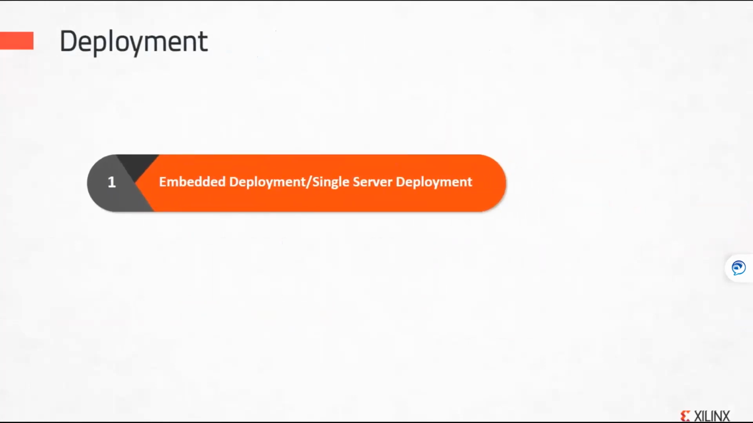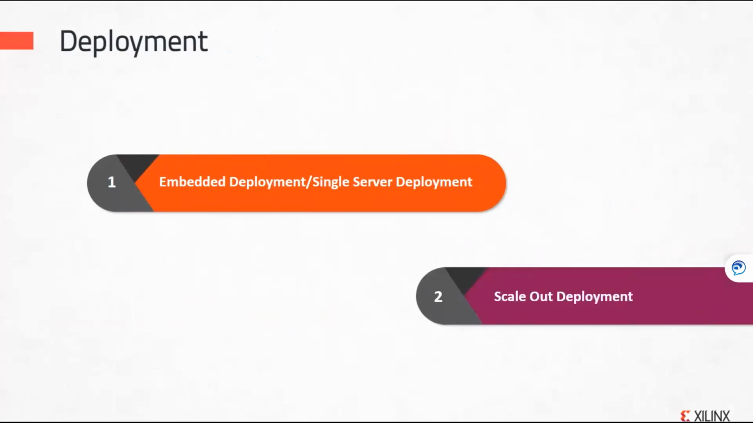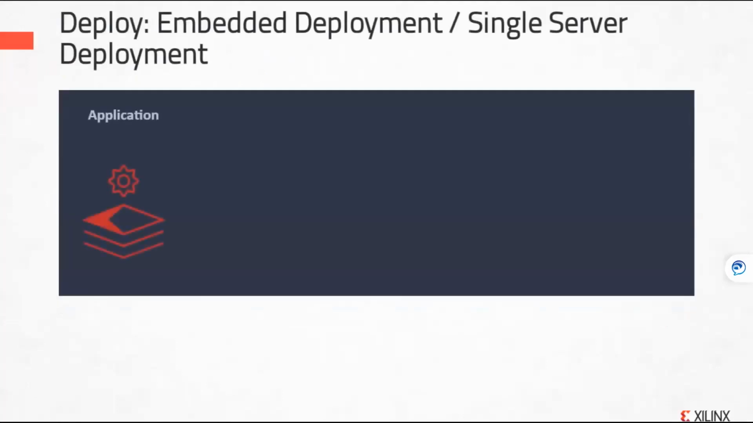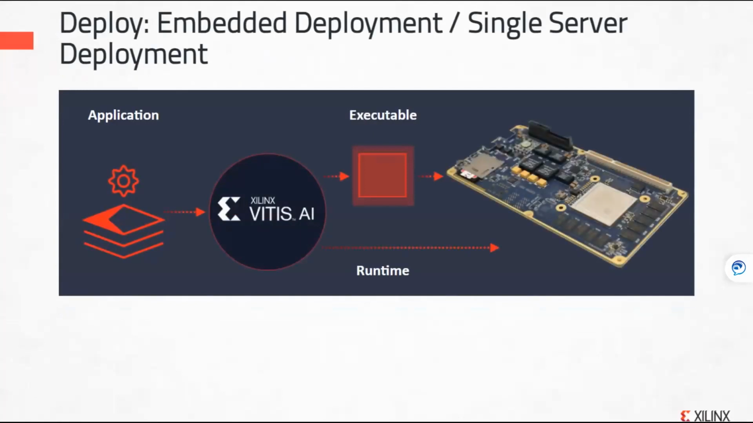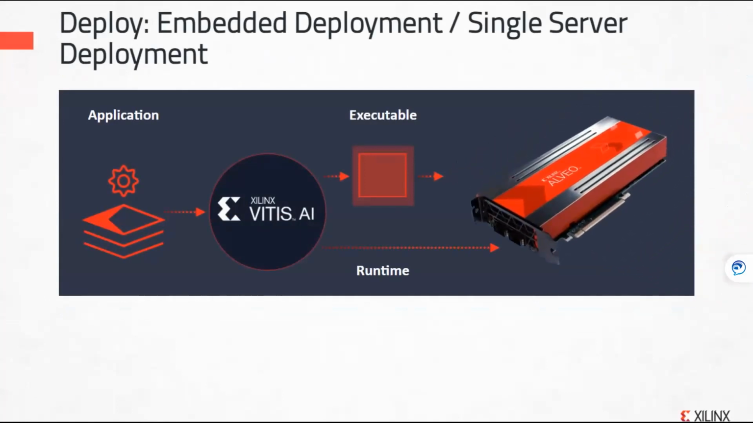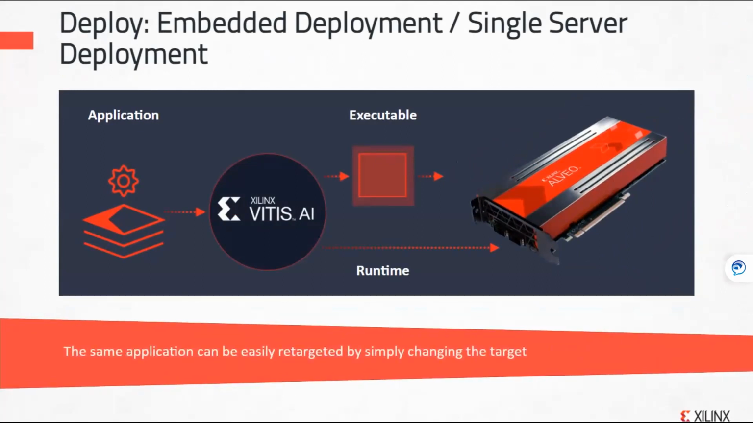There are two methods to deploy your application using the Vitis AI development environment: embedded deployment, or single server deployment, and scale-out deployment. Click each method. Once you've built your application, the Vitis development environment with the XRT API enables you to download and run your application on an embedded device like a Zynq UltraScale MPSoC. You can deploy the same application on an Alveo card in an edge server. The same application can be easily retargeted by simply changing the target.